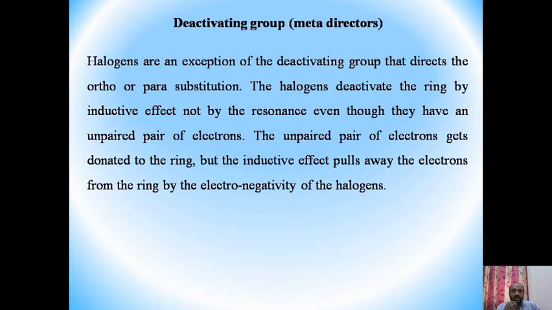So halogens are an exception among the deactivating groups, directing ortho or para substitution. The halogens deactivate the ring by inductive effect, not by resonance, even though they have an unpaired pair of electrons. The unpaired pair of electrons gets donated to the ring, but the inductive effect pulls away the electrons from the ring by the electronegativity of the halogen.